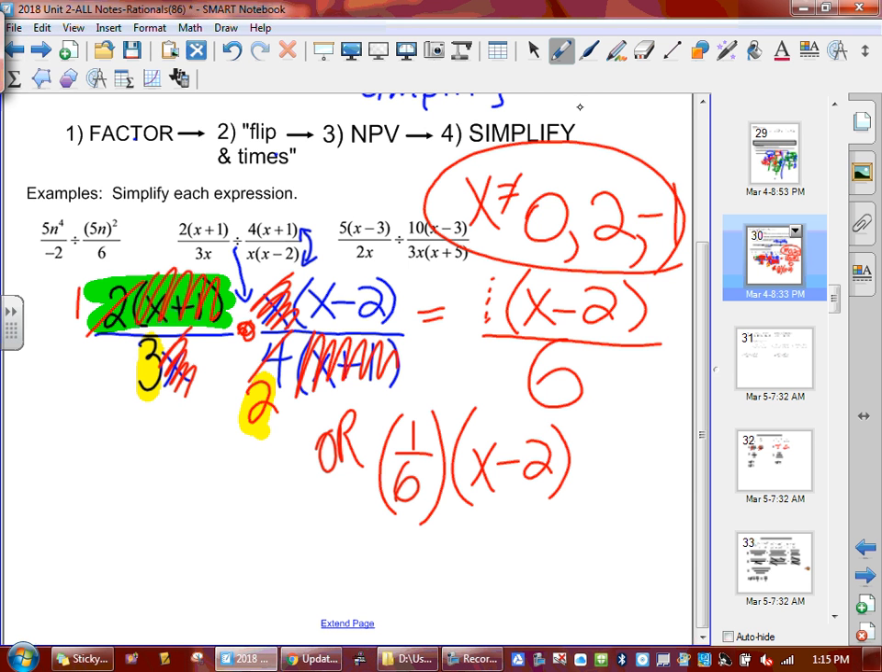Okay? All right, we're going to take a look at our third example there. Are we good to go? Yeah? All right. Let's erase all this. All right, third example.